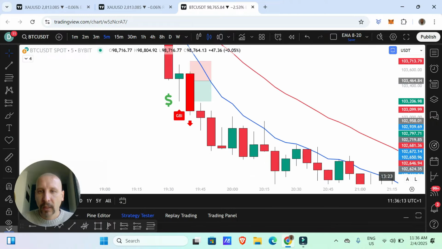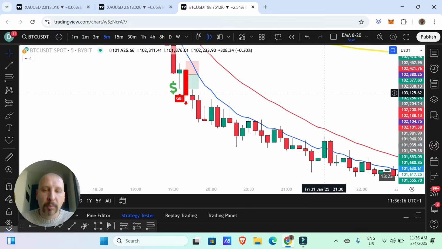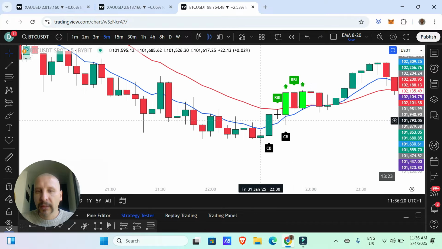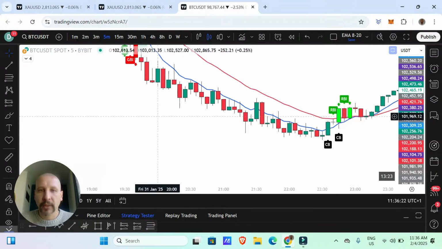Here we go. I believe now you see the power of the 5 minute. How many setups, trades we get. This is after New York close, and that's all what we have.